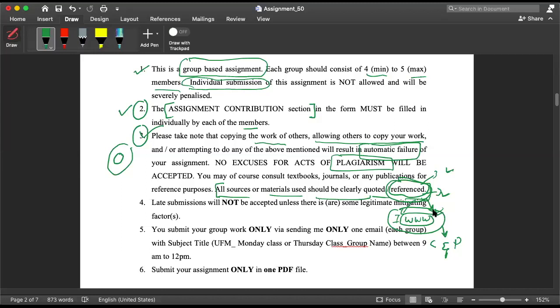Any questions? Yes or no? Say something. Okay. Then move on to number 4.